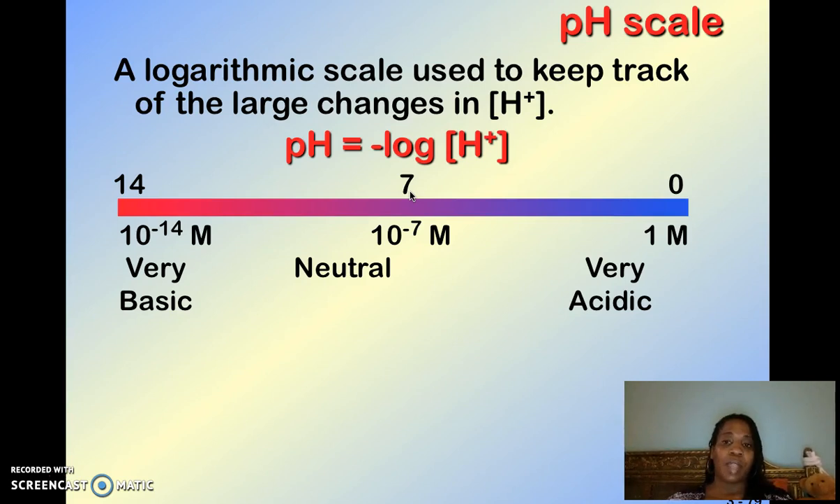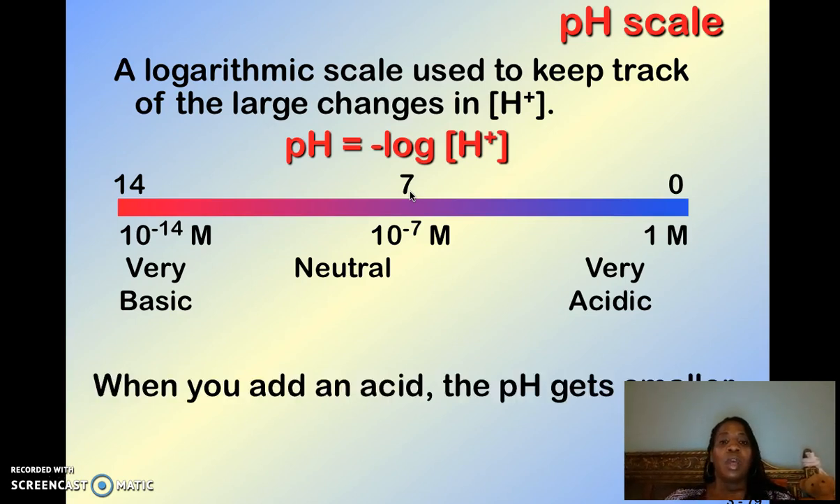So, at the one end, where you have a pH of 0, is where you have a very acidic solution. In the middle, a pH of 7 would be neutral, and then on the other end, a pH of 14 would be very basic. Just keep in mind that the more acidic the solution, the lower the pH value.